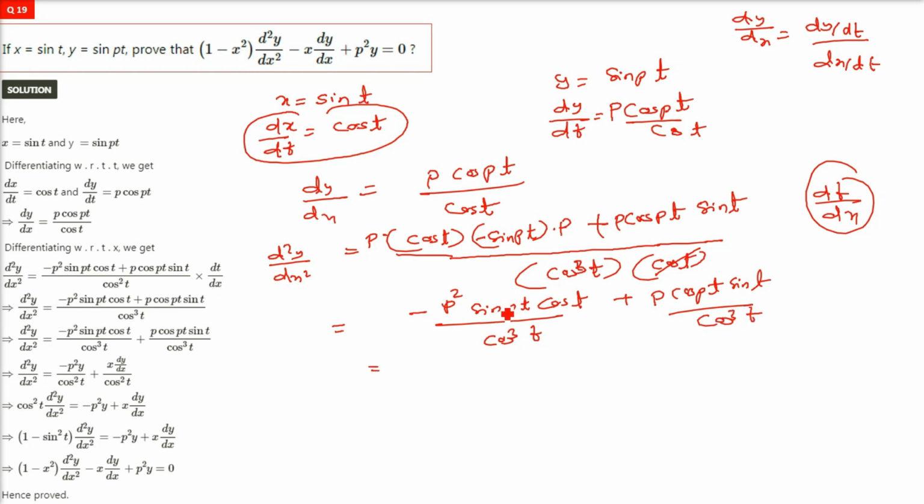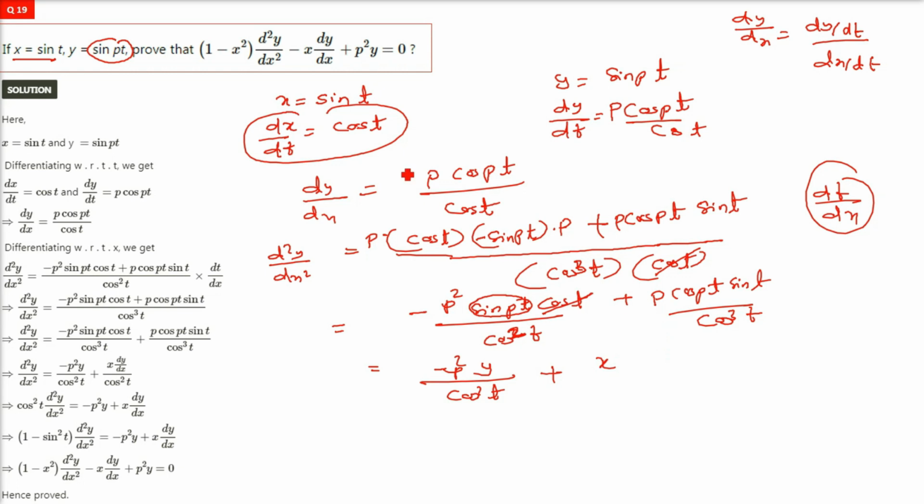Okay, now see, the term y is sin pt. So wherever you see sin pt, replace it by y. One cancellation of cos t will happen: cos t can be cancelled with cos cube t. So sin pt by cos square t, where sin pt is y, so you get minus p square y divided by cos square t. I am keeping an eye on the final solution also. That's why I am doing all this, because you cannot just replace anything by anything. You have to see that it must lead to a result also.